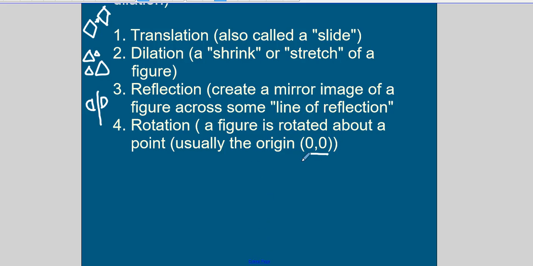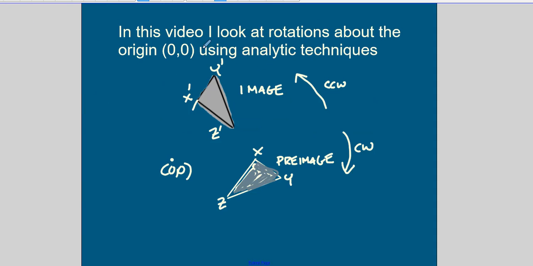All our rotations in this video are around the origin 0, 0. Again, I look at rotations about the origin using analytic techniques. We have our original image, which we call the pre-image. We're going to rotate it. Each point we're going to be rotating either clockwise or counterclockwise. The way I've done it here, I could go clockwise this way, or I could go counterclockwise all the way back this way. So just sketching it here, like Z to Z prime, let's use a different line here.